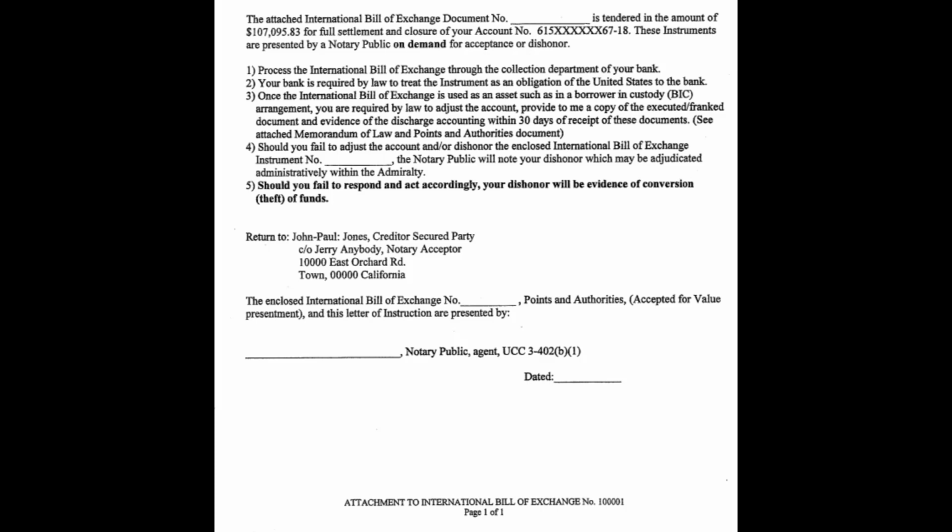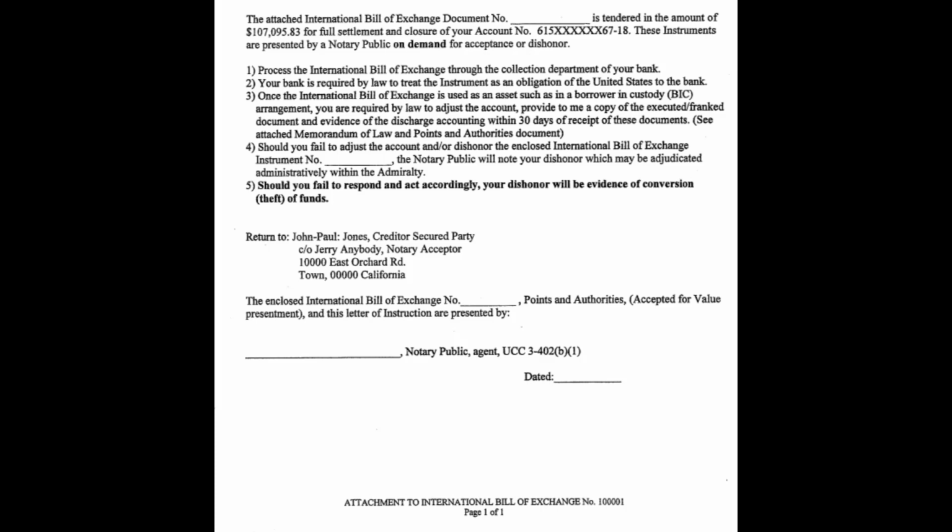So the attached international bill of exchange document number XYZ is tendered in the amount of 100,000 XYZ for full settlement and closure of your account, whatever it is here. So these instruments are presented by a notary on public demand for acceptance or dishonor. Always send this via notary, because then these people cannot pretend they have never received it, which they probably will otherwise, to be honest with you.